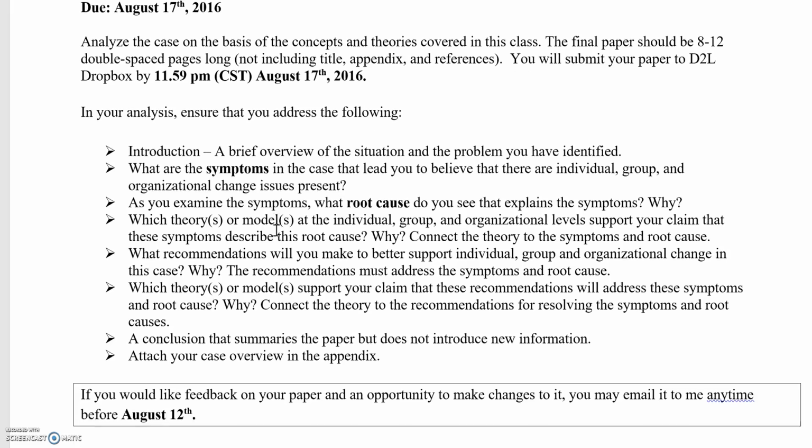So here you're going to now take apart the case that you have presented. You're going to analyze it on the basis of the concepts and theories we've covered during class. Your final paper should not be more than 12 pages, so I need it to be at least 8 to 12 double-spaced pages long. Of course, this is not including your title page, your appendix, or references.